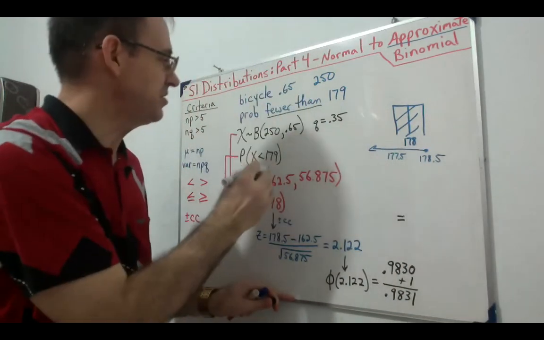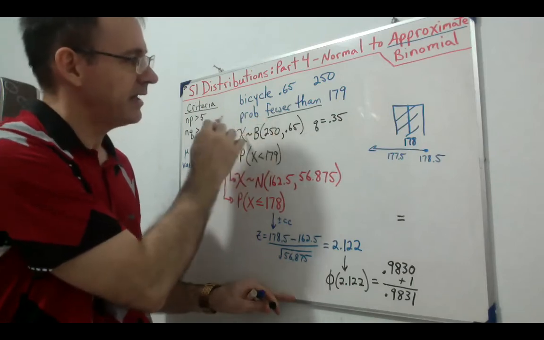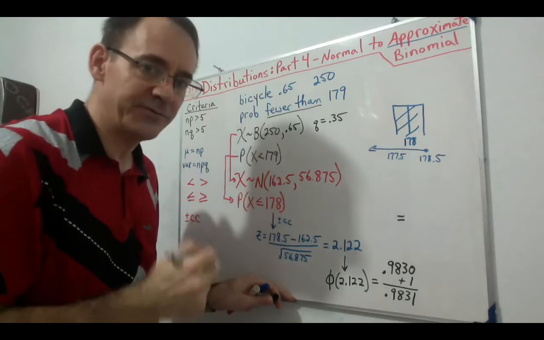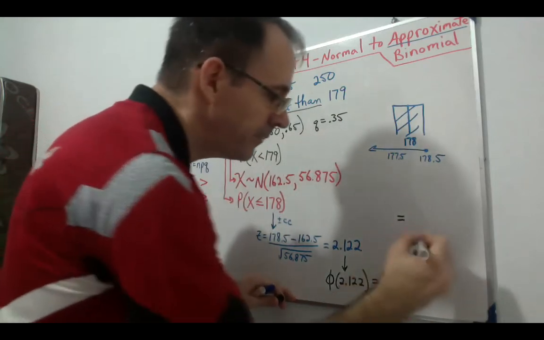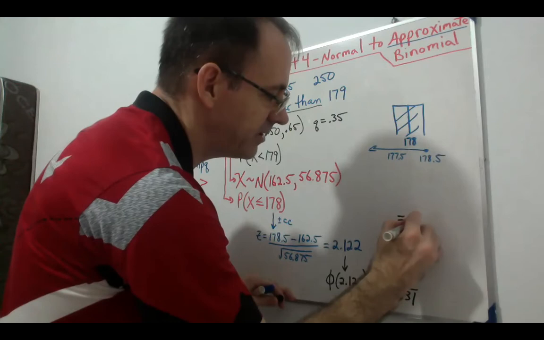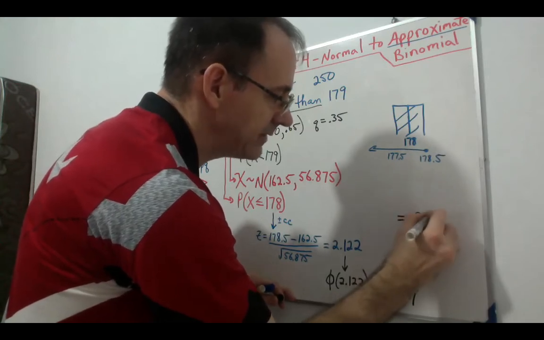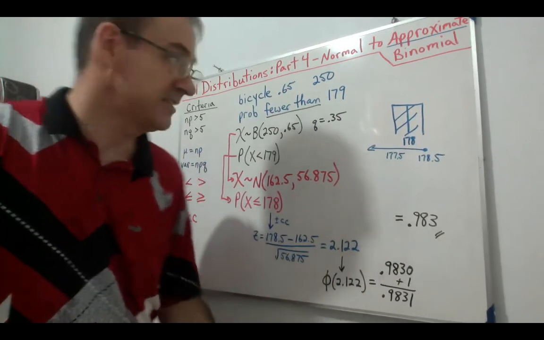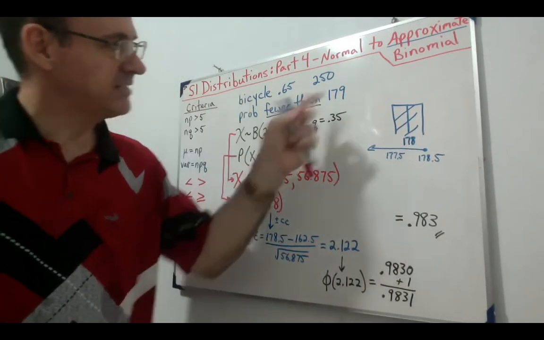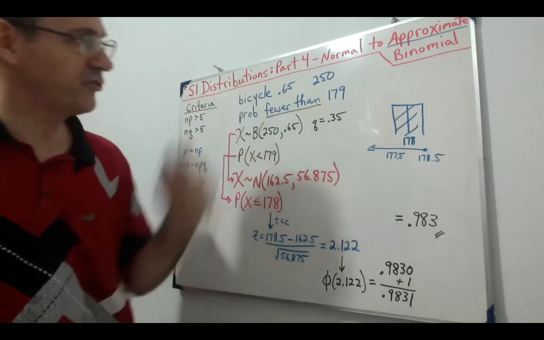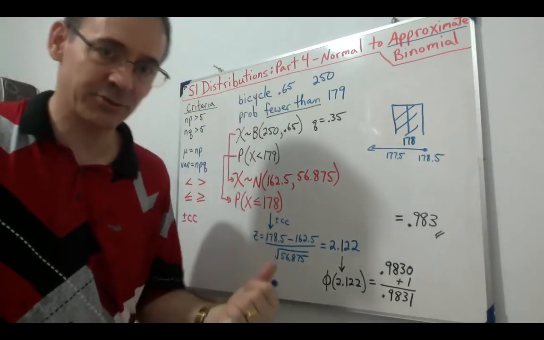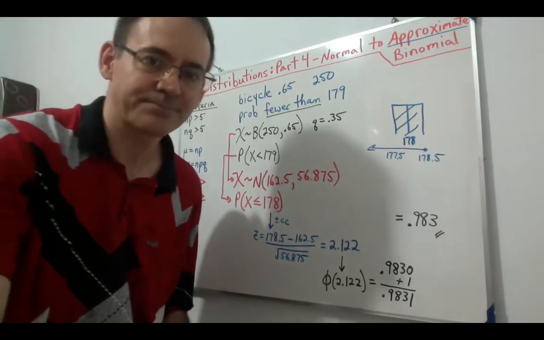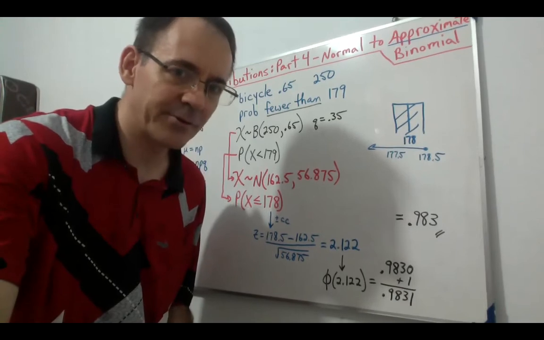This number that you got from the middle of the chart is your probability, and this then is the answer to your question, the probability that you will get fewer than 179 of these 250 children that have a bicycle, to 3 significant figures, 0.983. So in other words, you have about a 98% chance that you will have less than 179 of those 250 people have a bicycle. That's what it means. But this is our answer, 0.983. Okay, let's set up for another one.